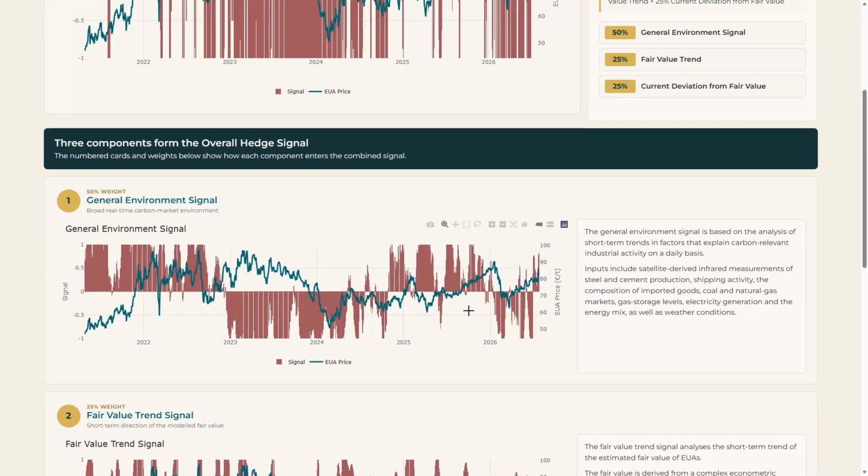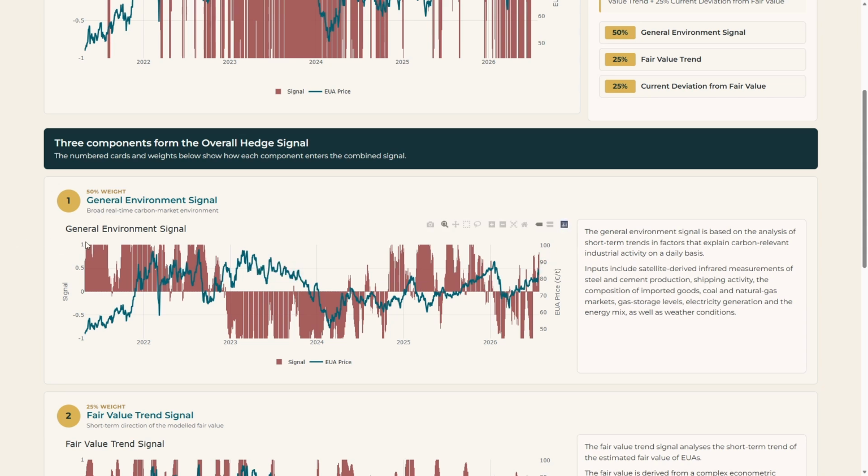Those three subcomponents also can be seen in charts, so you can better understand how they are working individually. Also at the current point in time, you can see what kind of subsignal shows what kind of signal, what kind of direction.